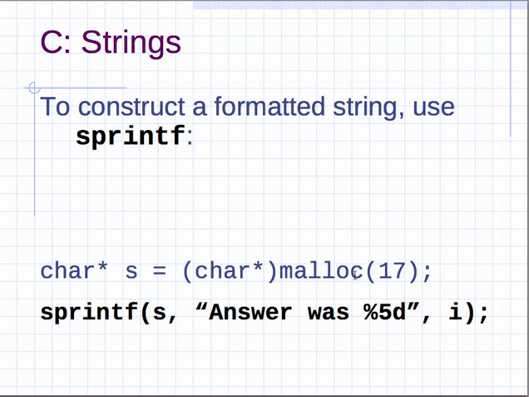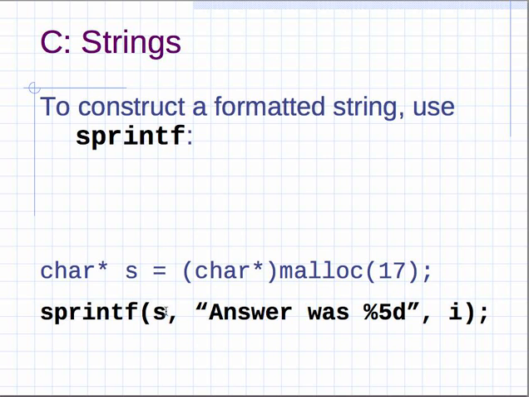To construct a formatted string, we can use sprintf. How do you read this? You say string printf. This is just like printf, except it doesn't go to standard out. It goes to a string. The output of the printf doesn't get printed. It goes to the first argument, which is a string. So let's say we allocate 17 locations, which will give us 16 spaces plus a null termination. So that's what s can hold.